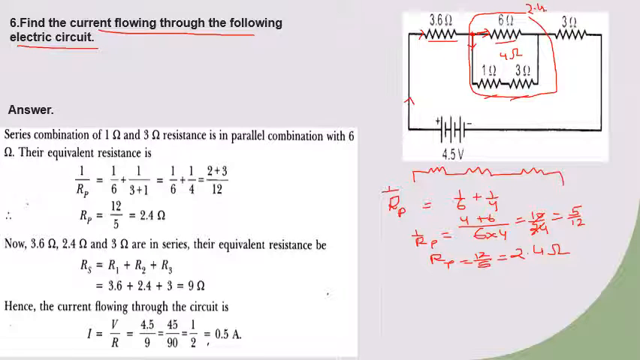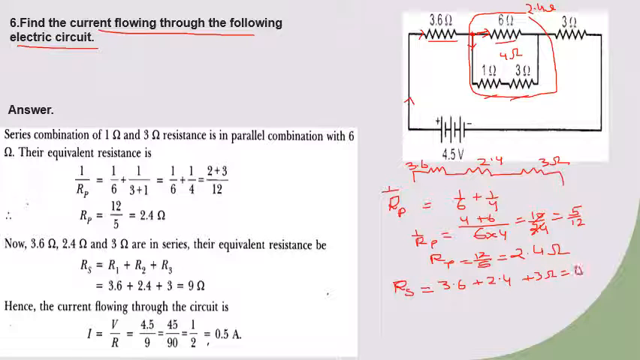Now everything is connected in series. I have 3.6, 2.4 ohm and 3 ohm. When you connect them, you will get the resultant equivalent resistance. Here the resultant resistance will be 3.6 plus 2.4, which is 6, plus 3 ohm, which is 9 ohm.